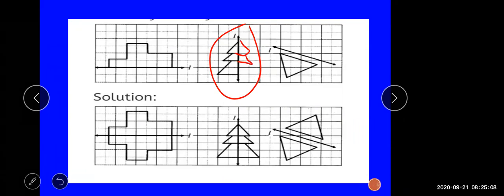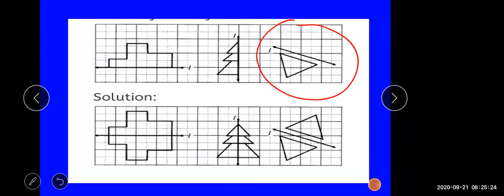Now use the graph paper. We can draw this line or object like this. This one is completed here. And now in the third figure, line L divides it into two parts exactly. So here this triangle gets one image like this angle. Okay. Now our lesson is completed. If you have any question, you can ask me.